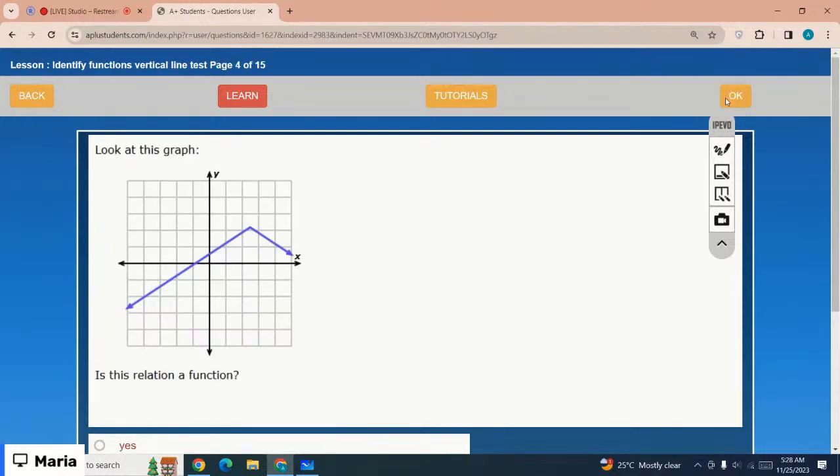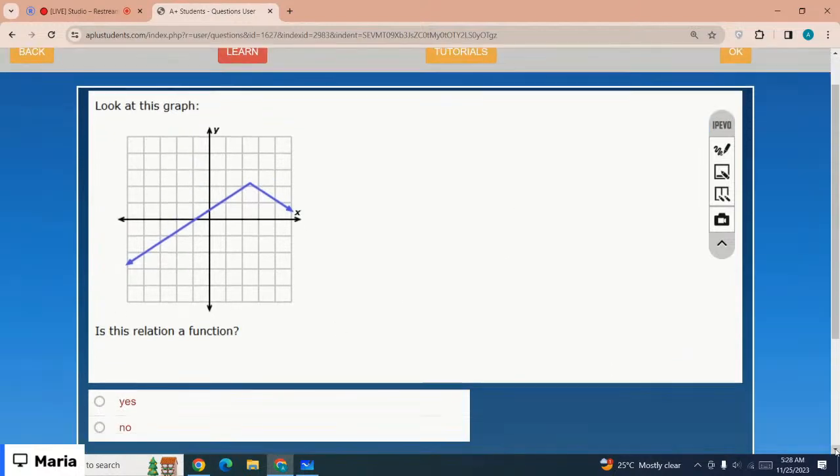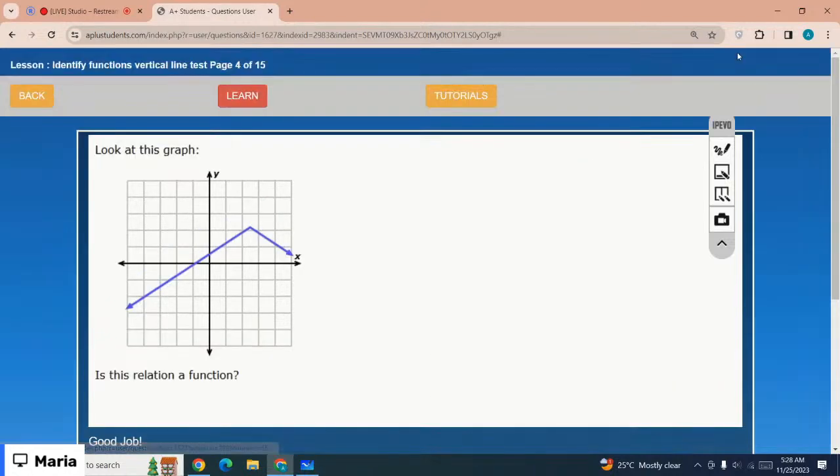Okay, look at this graph. Is this relation a function? Which is the correct option? The correct option is, if you make a vertical line, the vertical line intersects the graph at only one point. So yes, that is a function.